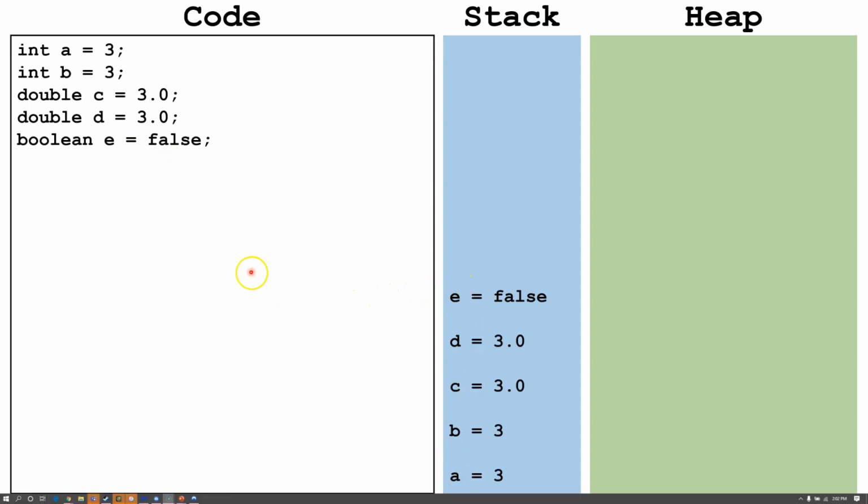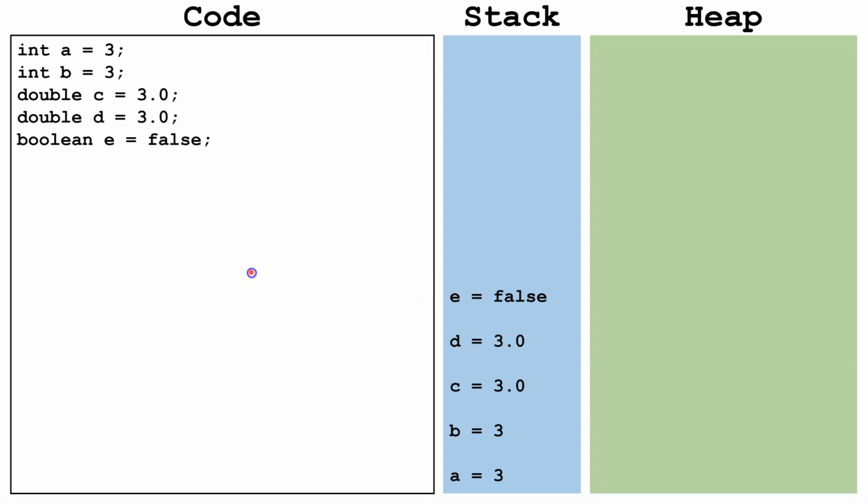Now let's take a look at some Boolean expressions. We'll start out with a double equals b. This will evaluate to true because the value of a on the stack is the same as the value of b on the stack. Next, we'll look at this Boolean expression, a is not equal to b, which is false because a is in fact equal to b. Next, let's take a look at this expression, c is equal to 3.0. The value of c on the stack is 3.0, so this is true.